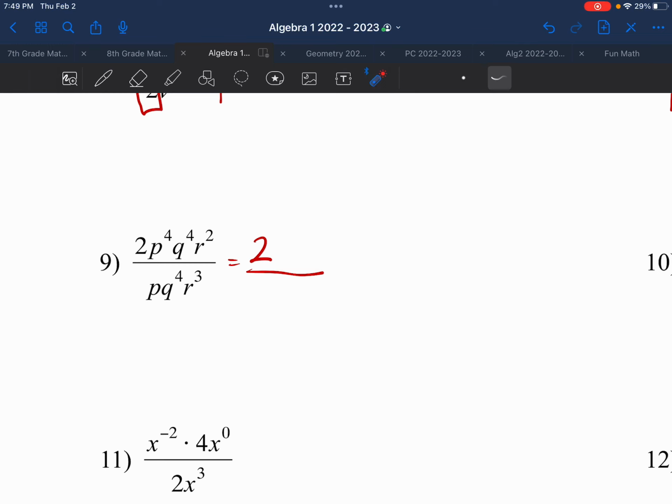The next letter that I see, the next variable in the base, I see a p and a p, and I'm comparing the powers. I don't see a power down here, so when you don't see a power, you're going to write in a power of 1. Now I can clearly see, yes, 4 is indeed bigger than 1, so I'm going to put my p in the numerator, and then I'm going to do top minus bottom, which is 4 minus 1.